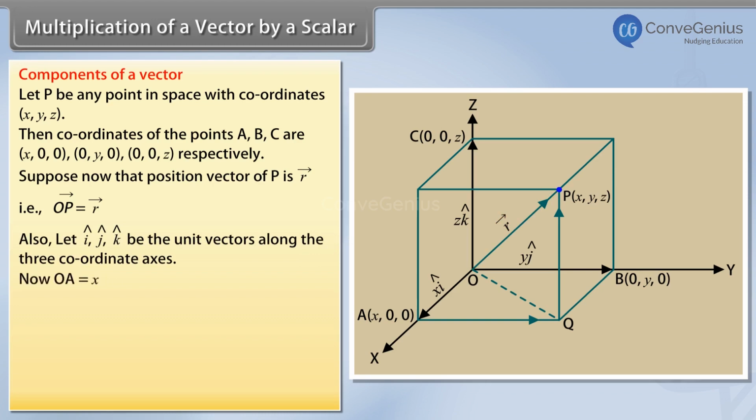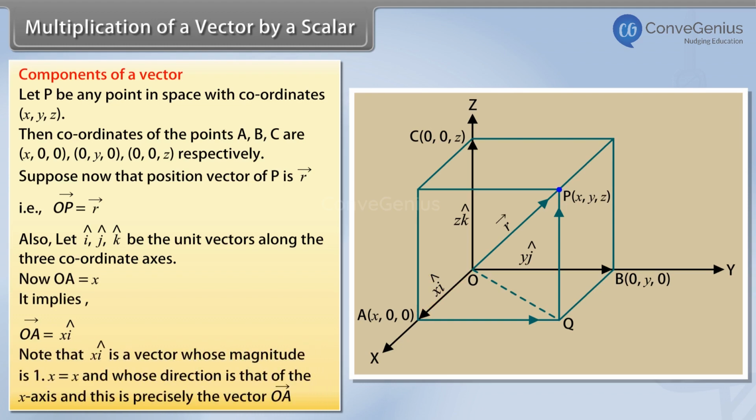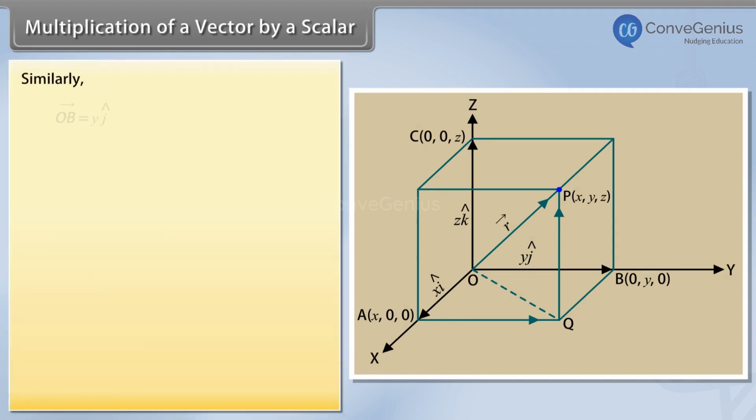Now OA equals x. It implies vector OA is equal to x i cap. Note that x i cap is a vector whose magnitude is 1 into x equals x and whose direction is that of the x-axis, and this is precisely the vector OA. Similarly, vector OB is equal to y j cap. Vector OC is equal to z k cap.